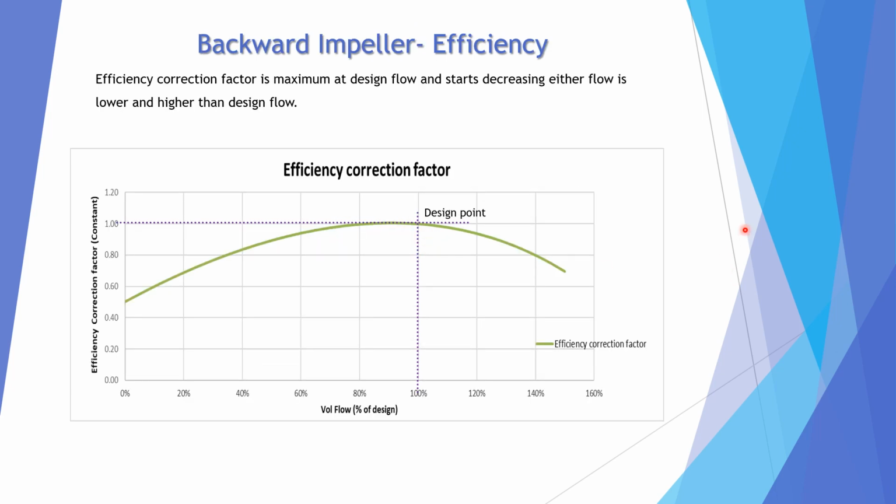Now this is the curve for efficiency for the backward impeller. The efficiency correction factor is maximum at the design point, and it starts decreasing if flow is on the lower side, lower than design, or if flow is more than design.